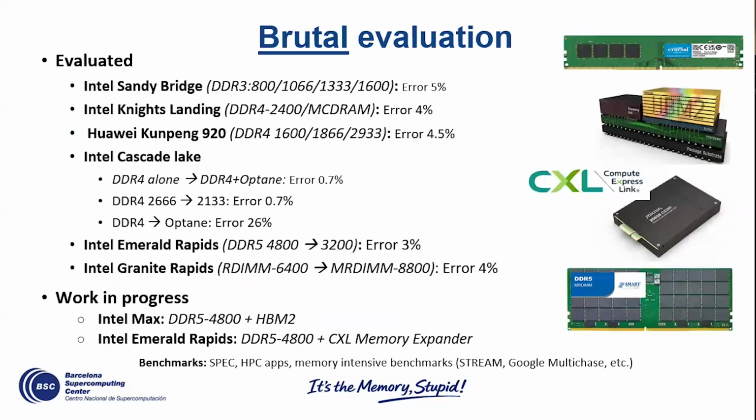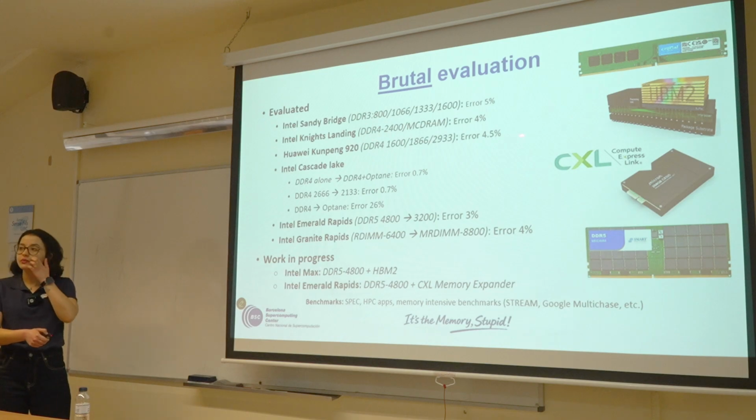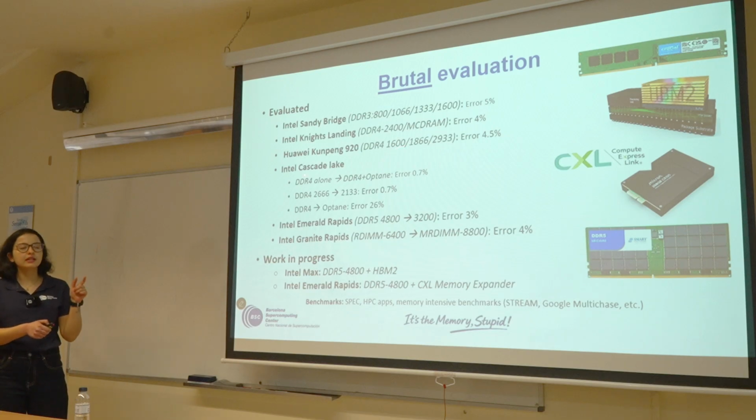And I explained how it works, but how do we know this is correct, how do we know that we can trust this tool? For this, we have a brutal evaluation in a lot of different systems. Here we have results for SandBridge with DDR3, changing the frequency of the memory. We have results for Knights Landing, DDR4 and MCDRAM. We have Huawei Kunpeng, DDR4, different frequencies. Cascade Lake with DDR4, Optane, DDR4 changing the frequency, DDR4 Optane.